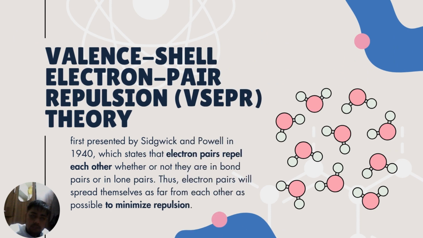Valence shell electron pair repulsion theory, first presented by Sidgwick and Powell in 1940, states that electron pairs repel each other whether or not they are in bond pairs or in lone pairs. Thus, electron pairs will spread themselves as far from each other as possible to minimize the repulsion, which makes sense because electron pairs are negatively charged particles, and two negative charges will create repulsion from each other.